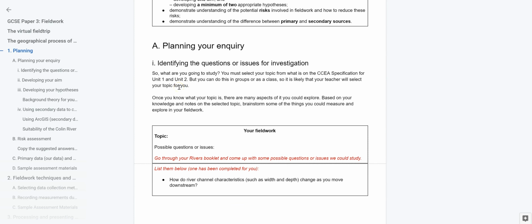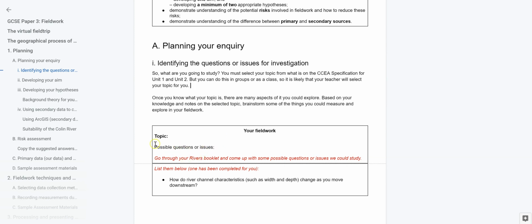So the planning is the first stage of this. Whenever you're planning here, the first thing that you need to do is to identify the issue that you're going to study. Now, your topic must be any topic from what's in the CS spec, from either Unit 1, which is the one that we've completed, or Unit 2, which is the one that we're going to be doing next year. Now, we're going to be doing this together, so we're going to be doing the topic of rivers, as you know, because we already had the virtual field trip.